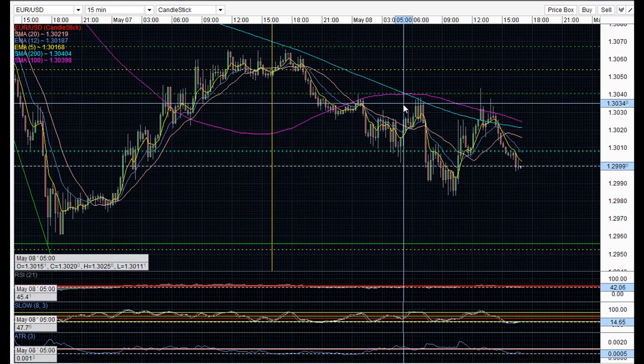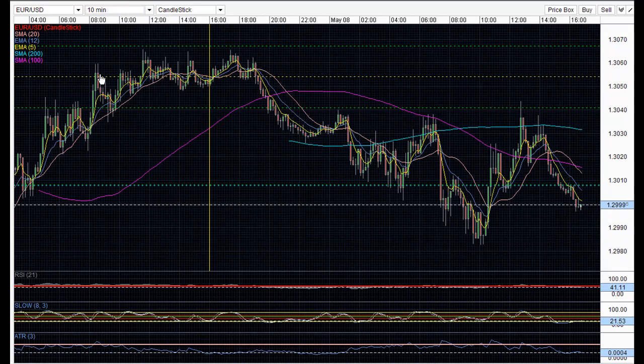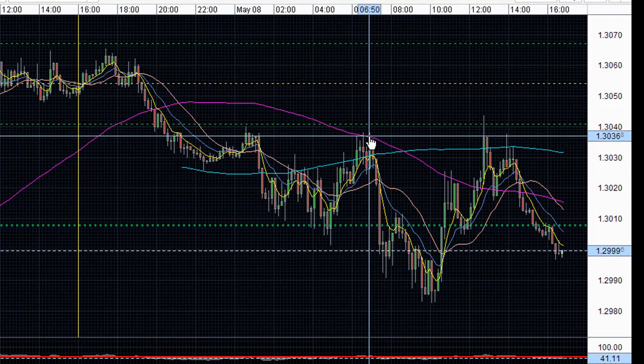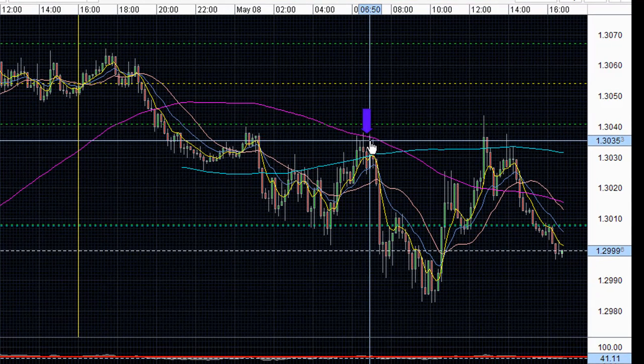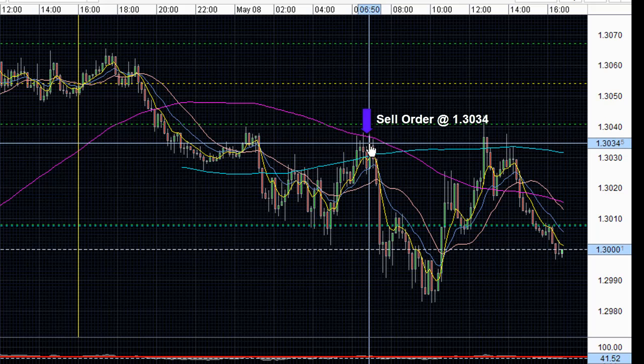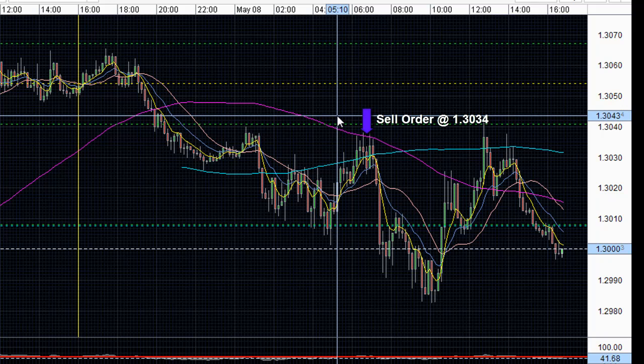So then we have confluence in this area. Let me go back to my 10-minute chart. What I would have done is look for an opportunity to go short here, and I would have probably entered short around 30.34 upon bearish confirmation, with my stop loss on the other side of this area of resistance.